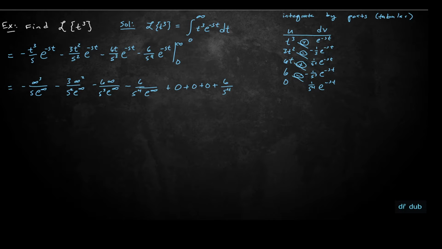And now infinity cubed over e to the infinity, well, the exponential is going to win and this thing is going to go to 0. This is going to go to 0, it's going to go to 0, and this is going to go to 0. So actually the answer is just 6 over s to the 4. And that is the Laplace transform of t cubed. So that's our Laplace transform of t cubed.